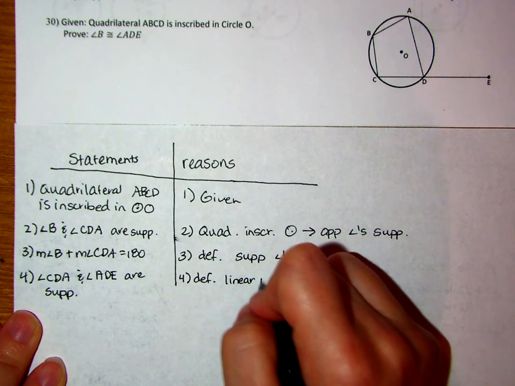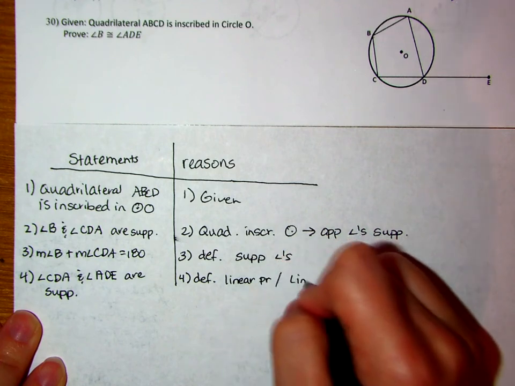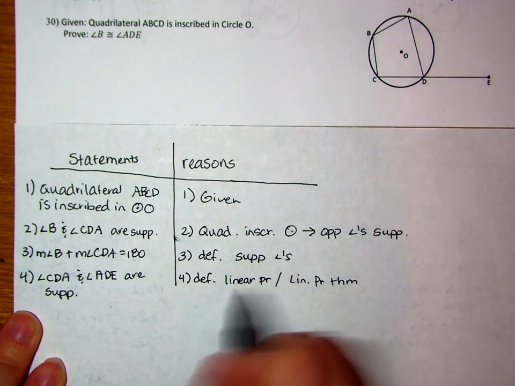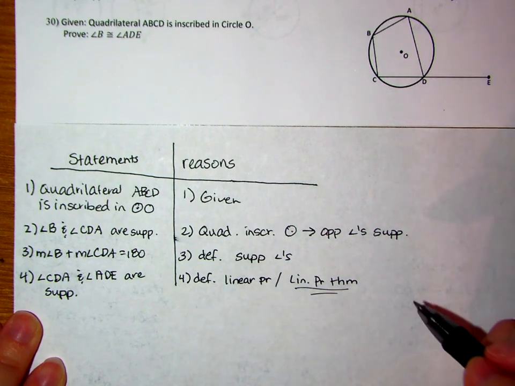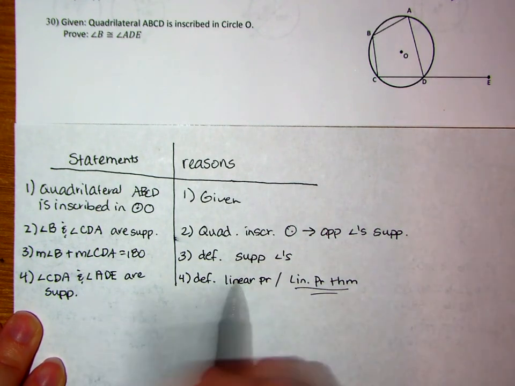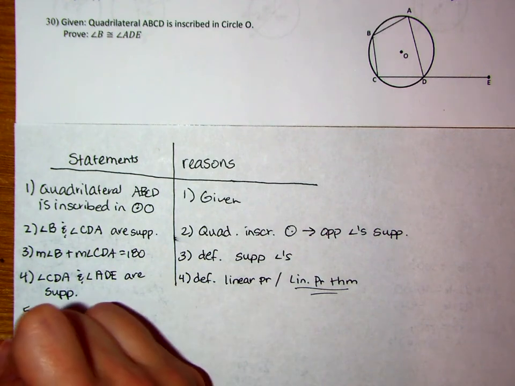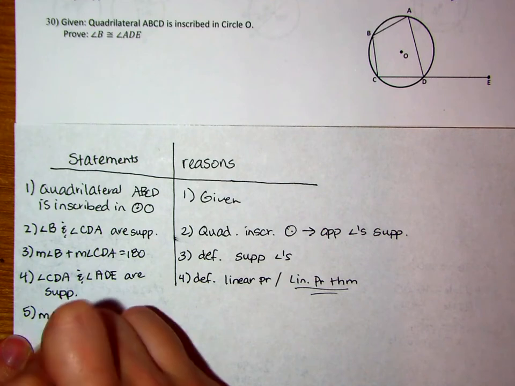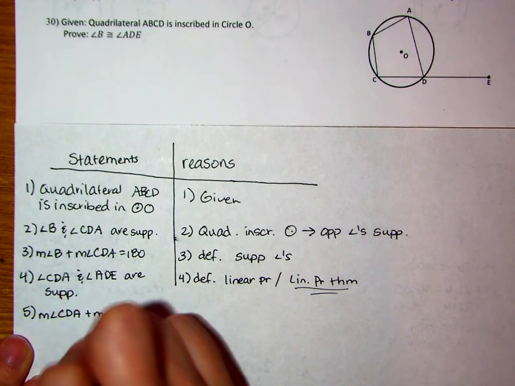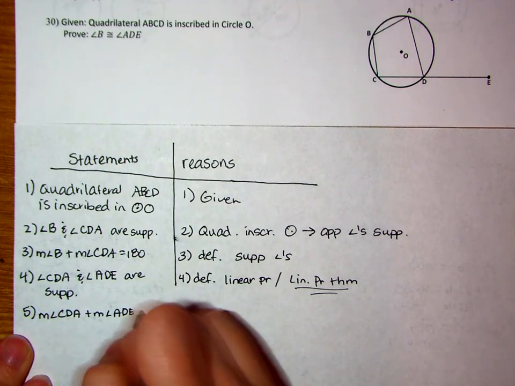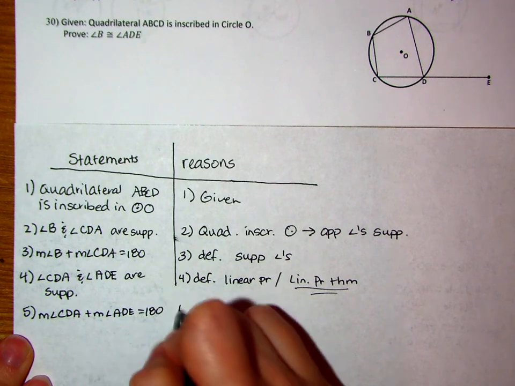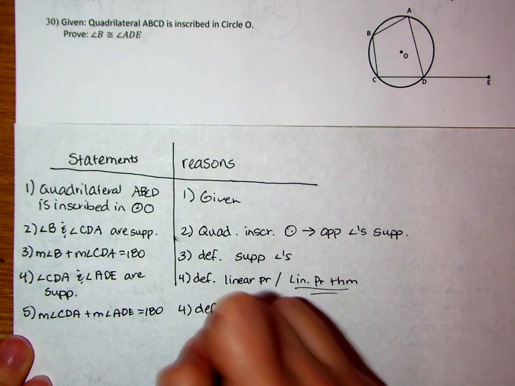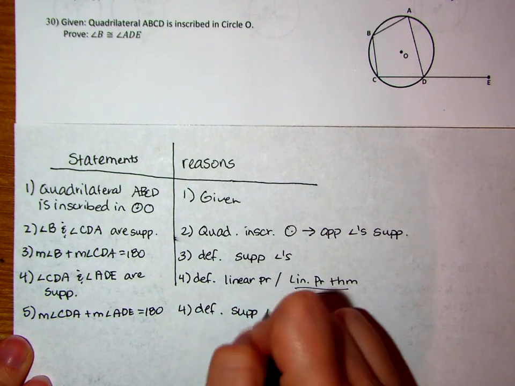Or you can say specifically the linear pair theorem, which is probably more accurate. The linear pair theorem says that if two angles form a linear pair, then they are supplementary. All right, here we go. Number 5. That now means that the measure of angle CDA plus the measure of angle ADE is going to be 180. And again, that's the same reason. Why are they adding up to be 180? Well, that's the definition of supplementary angles.